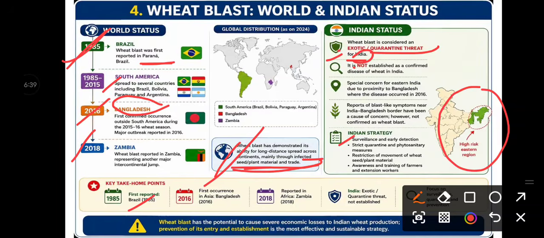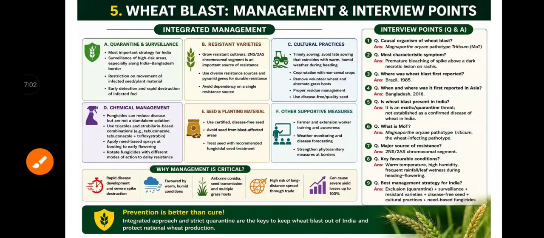So first report in Brazil, then recent occurrence outside South America in 2016 first in Bangladesh, then in Zambia in 2018 in Africa, then in India. For India it is an exotic quarantine threat, not established yet. Next, about the management.